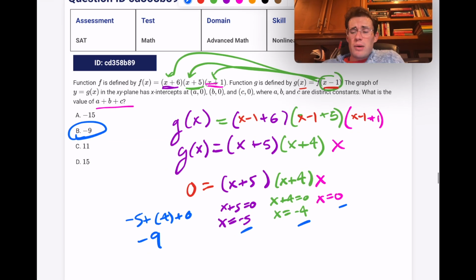Right, so that's all you have to do here. This one, again, probably could have been in the medium section, but I guess they're just hoping that this f of x minus 1 thing trips some people up. But it's really not that complicated.